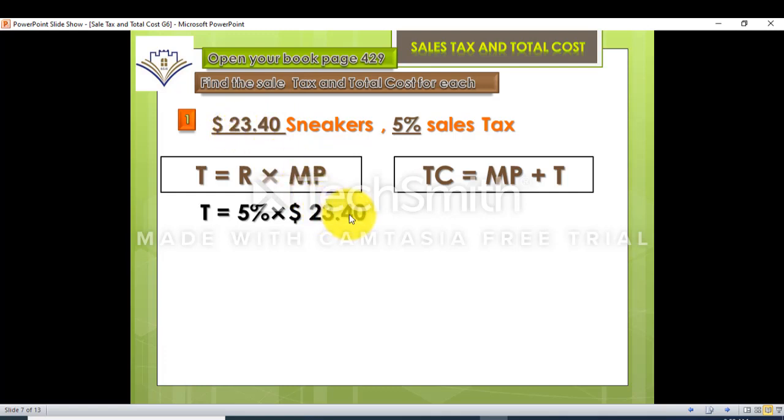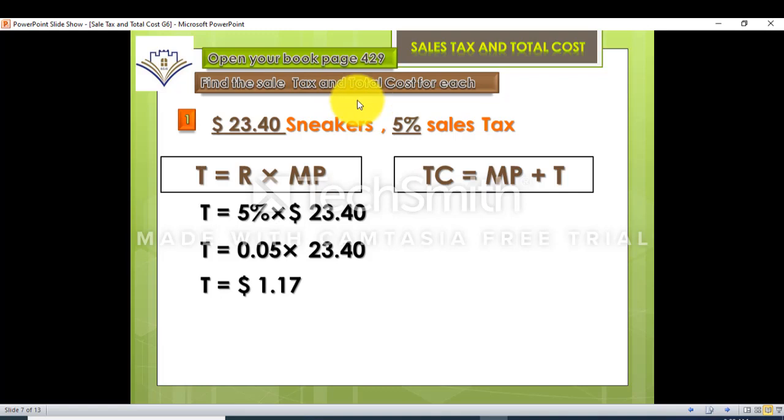23.40. Then, the second point, we convert this 5% to a decimal. 5% means 5 divided by 100, which equals 0.05. Then T equals 0.05 multiplied by 23.40. Then T equals $1.17. Okay, this is the first point.